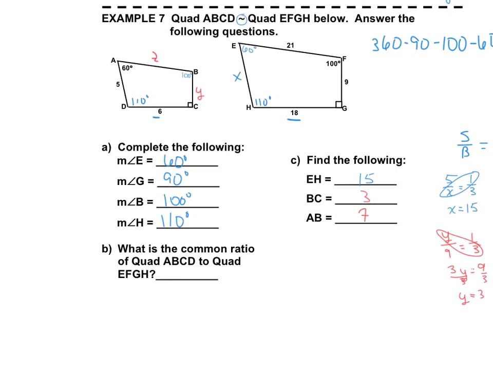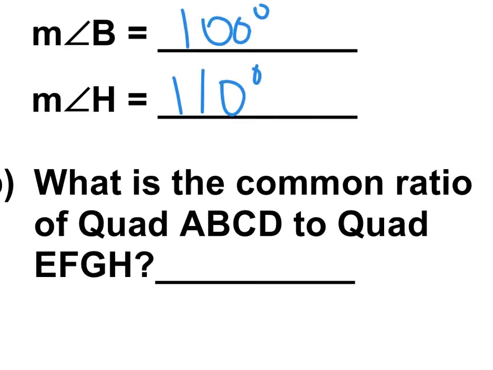Now it asks at the bottom, what's the common ratio between those quadrilaterals? Well, we already found it. It was the 6 over 18, or in other words, it was the 1/3. Let's flip the page and get this over with.